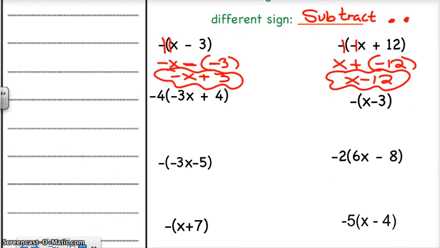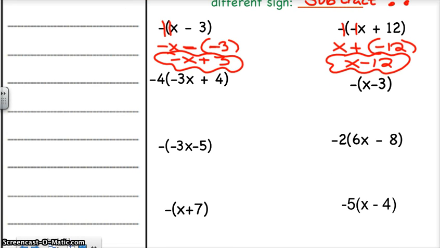Subtracting. So I just rewrite it as x minus 12. Okay. Negative 4 times negative 3x plus 4. This one I don't have to add that 1. It's kind of a little on the easy side. So negative 4 times negative 3 is a positive 12x plus negative 4 times 4 is a negative 16.